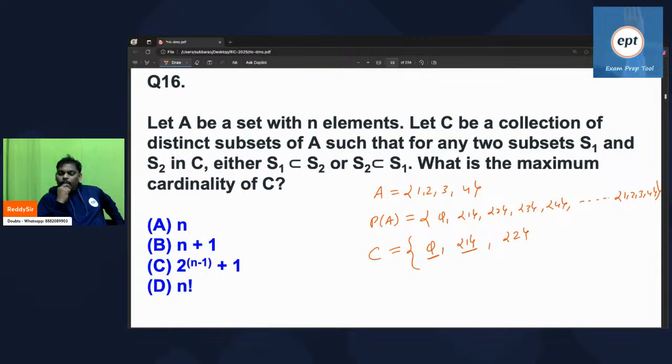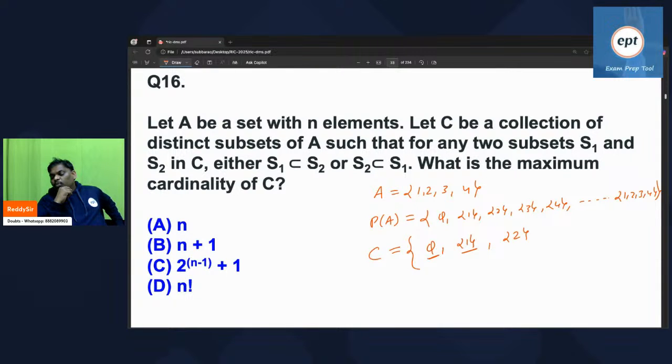Can anyone help me? Can I take 2 or not? C contain pi. C contain 1. What is the reason? Pi is subset of 1. Okay. But I cannot take 2. If I take 2, 1, right?